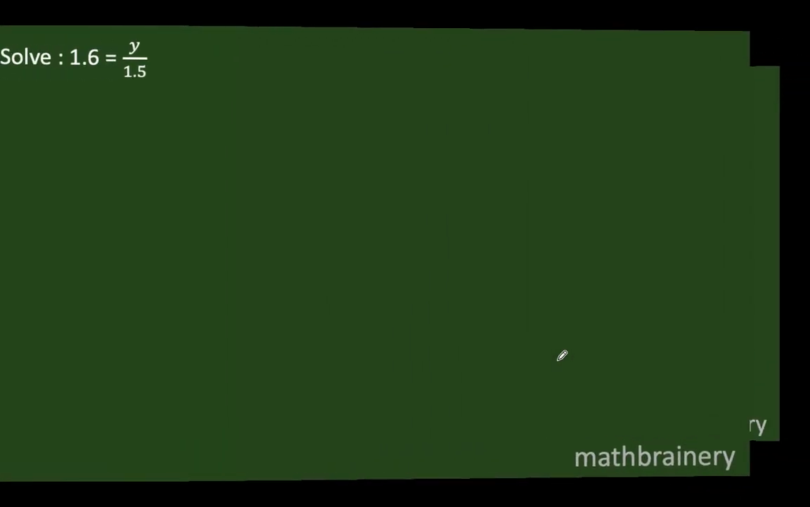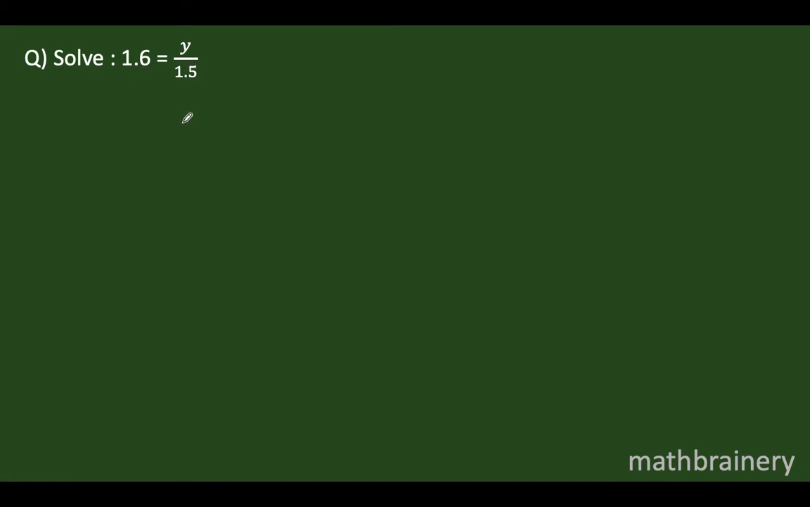Look at the next question. 1.6 is equal to y by 1.5. Now again I can write 1.6 as 1.6 by 1. This is equal to y by 1.5. When you cross multiply, you get y as 1.6 times 1.5, which is nothing but 2.4.